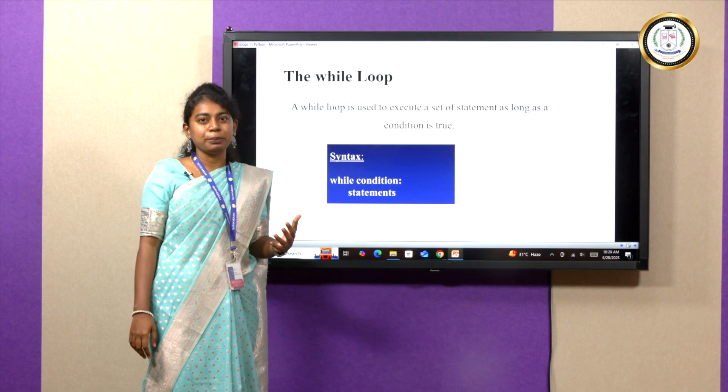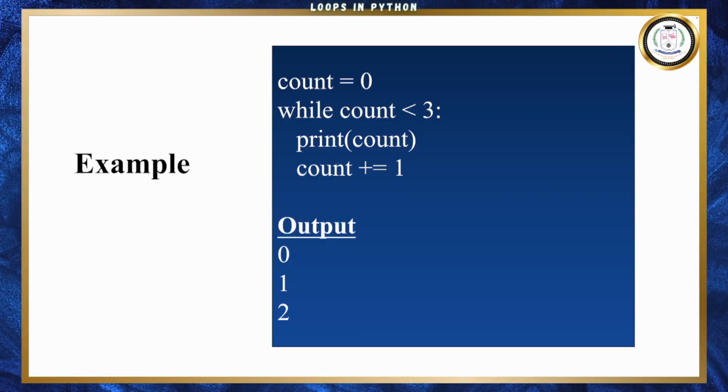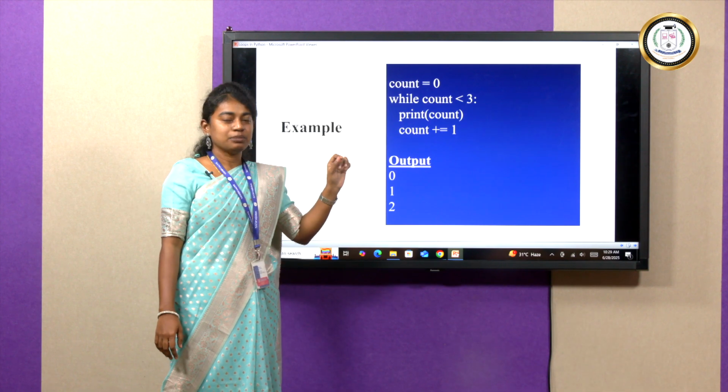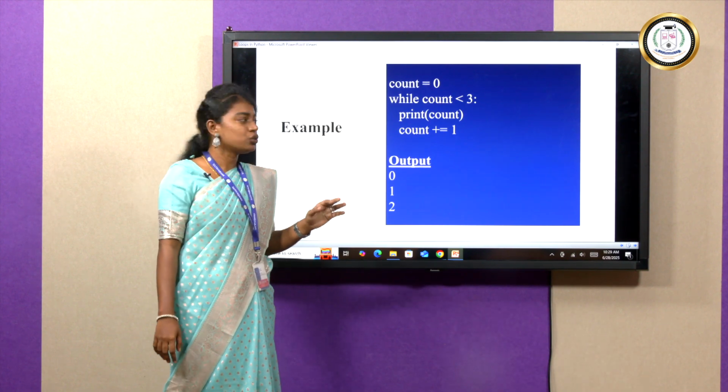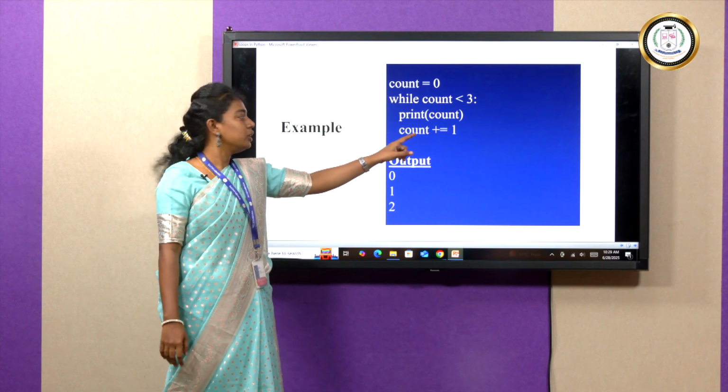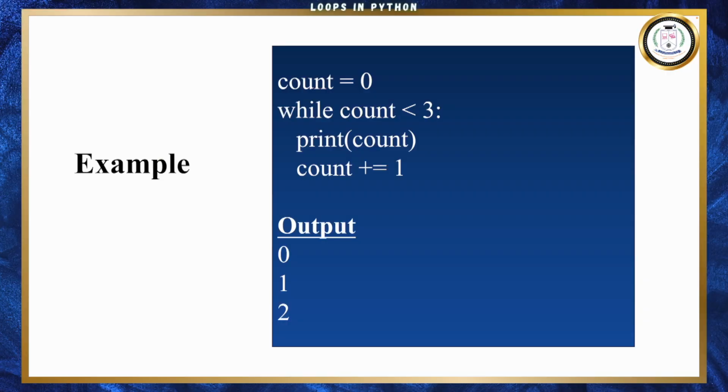So the code that you want to repeat, you can give it inside the statement. So this is the example. Here I've created a variable called count. So count is equal to 0, and while count is lesser than 3. Count here has the value 0. So 0 is lesser than 3, so the condition is true. So it will start printing the count, and initially it will print 0.